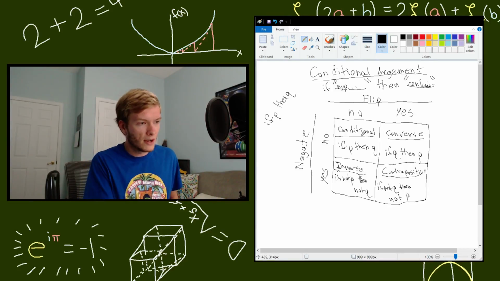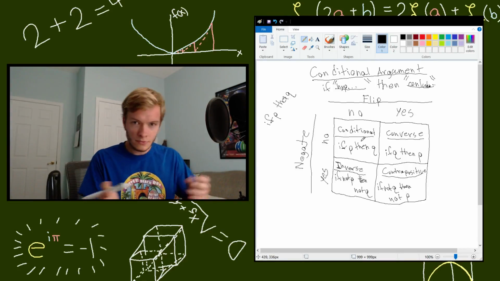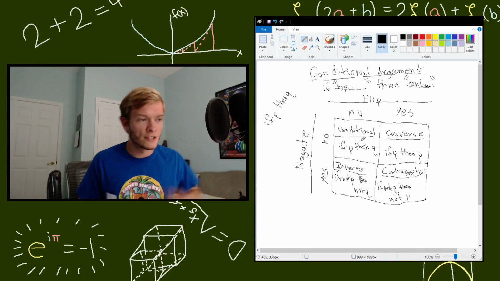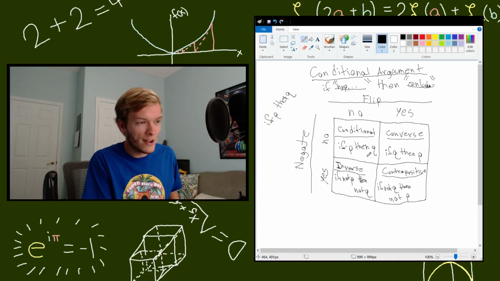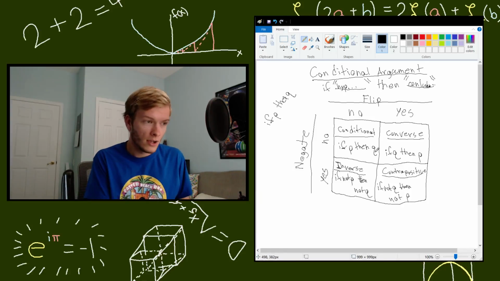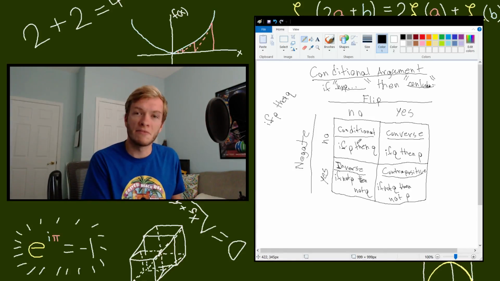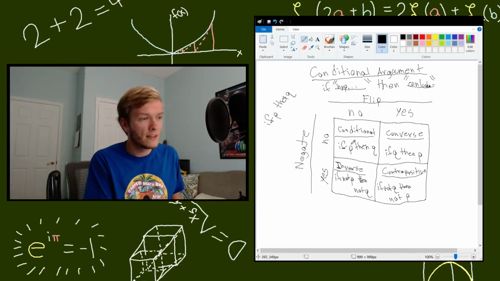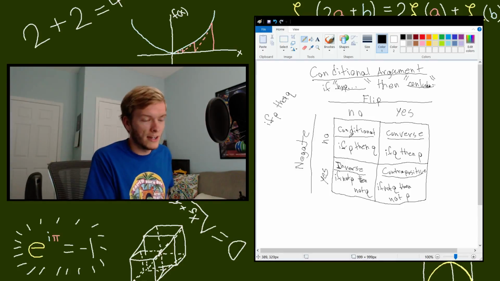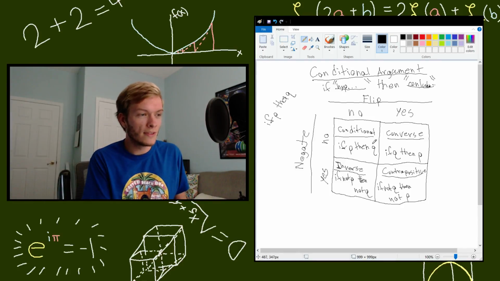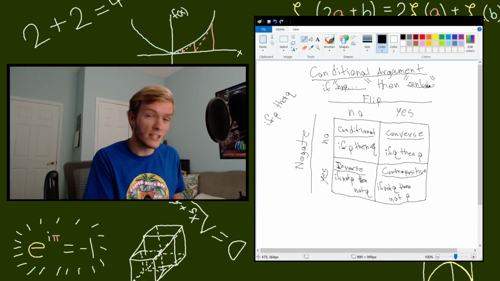Let's say we have an equation. If the equation is 2 plus 2, then it is equal to 4. So let's say that this is a false statement. If the equation is 2 plus 2, then the equation is equal to 5.